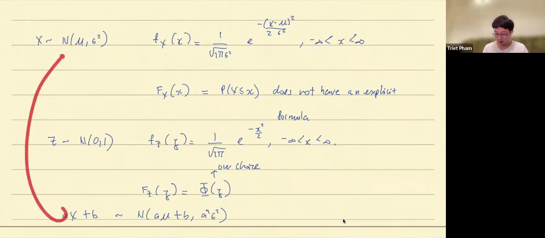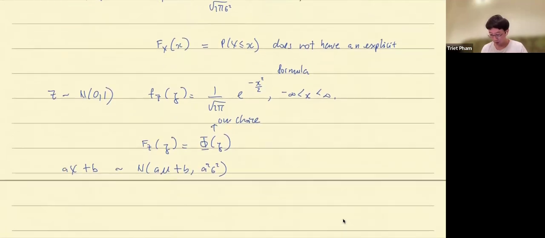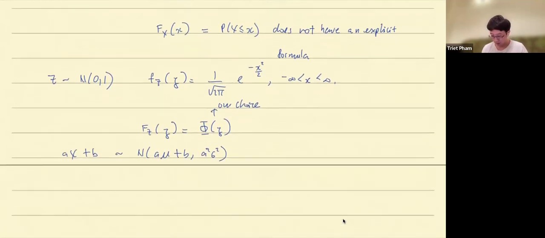I'm referring to this X here. Therefore, you have the Z transformation, where you pull a normal back to its standard normal. X minus mu over sigma has a standard normal distribution.